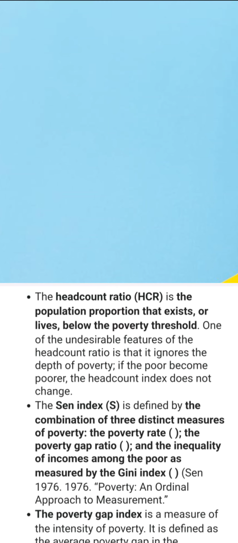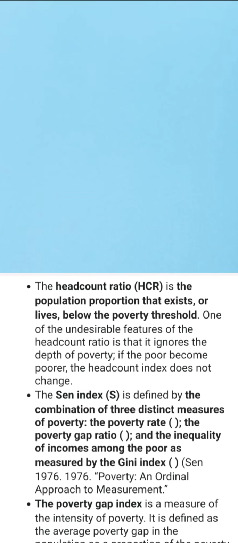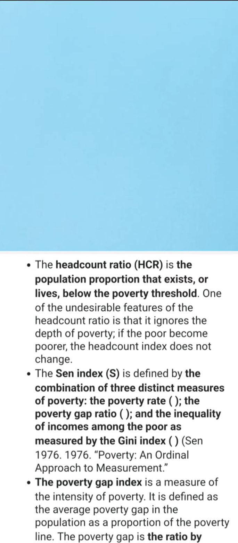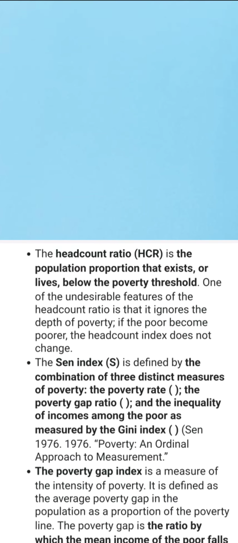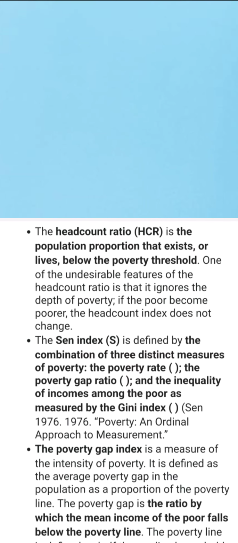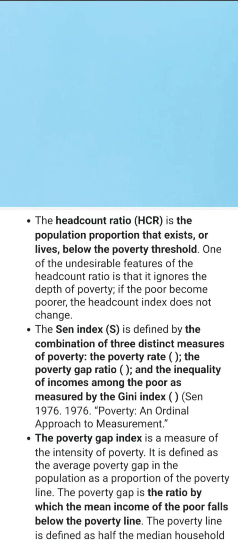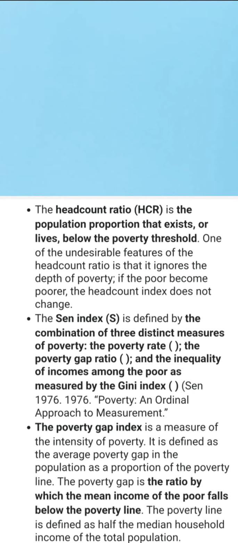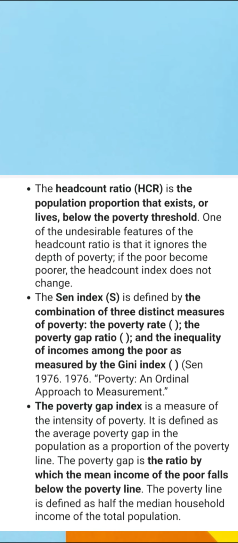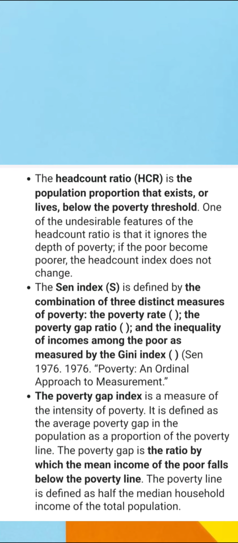Thus, an index S is defined by the combination of three distinct measures of poverty: the poverty rate, the poverty gap ratio, and the inequality of incomes among the poor as measured by the Gini index. Sen, 1976. Poverty and ordinal approach to measurement.